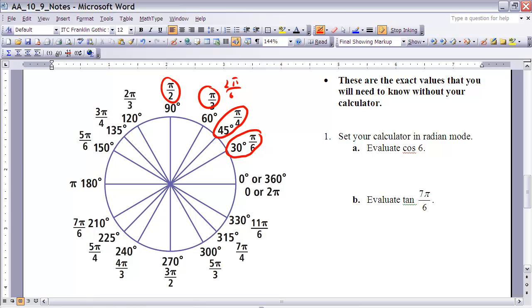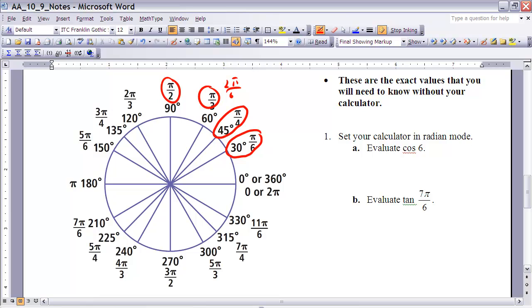We could keep going around the circle, but for any value that is a multiple of 30 degrees, if I know 30 is pi over 6, I can just ask myself, how many times does 30 divide into that number? And I will be able to convert that to radians very easily. Same thing applies with 45.